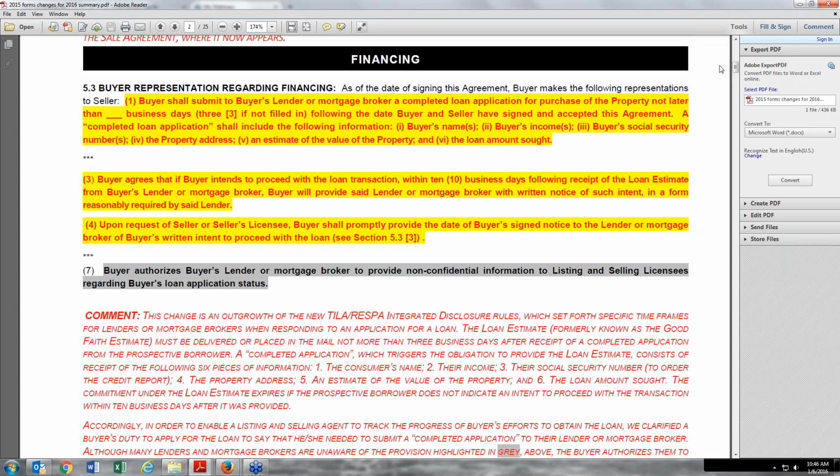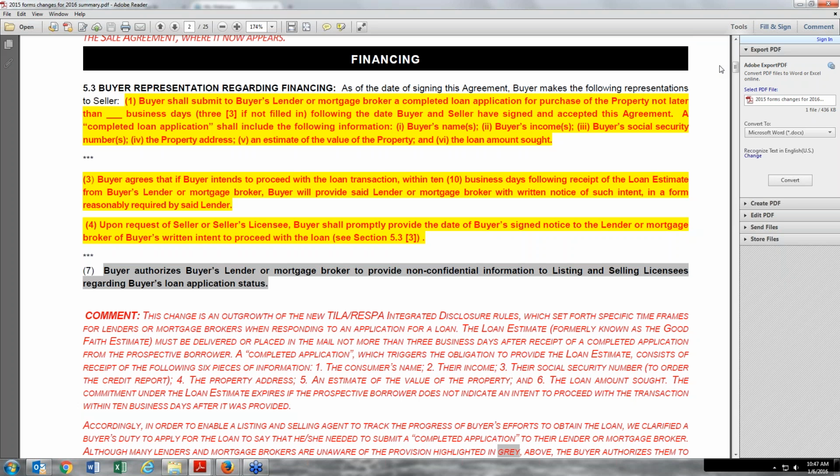It says buyer shall submit to buyer's lender or mortgage broker a completed loan application for purchase of the property not later than blank days, etc. Okay. Now, the next sentence is what's important. It says a quote completed loan application shall include the following information. We identify six different topics: the buyer's name, the buyer's incomes, the buyer's social security number or numbers, the property address, an estimate of the value of the property, and the loan amount sought. Okay, so a completed loan application, by definition, has to include those 6 items.